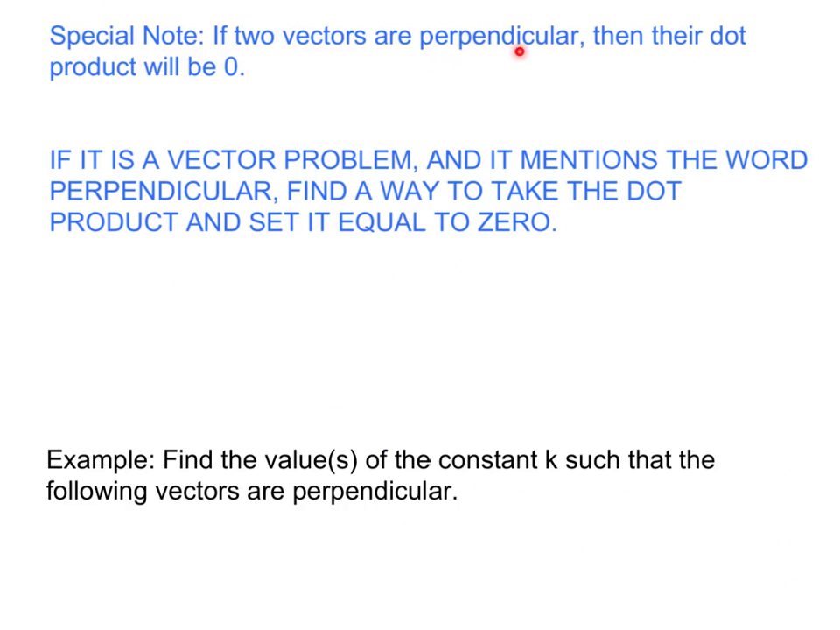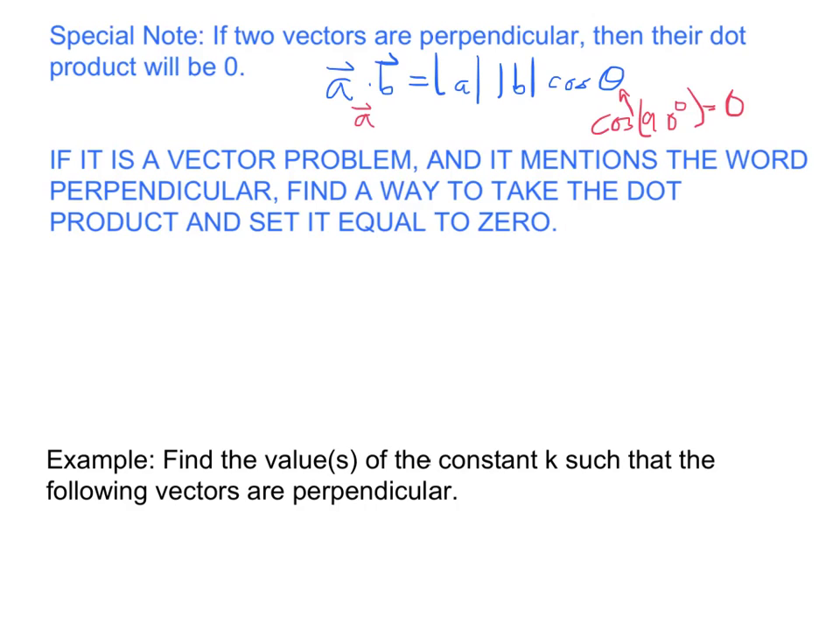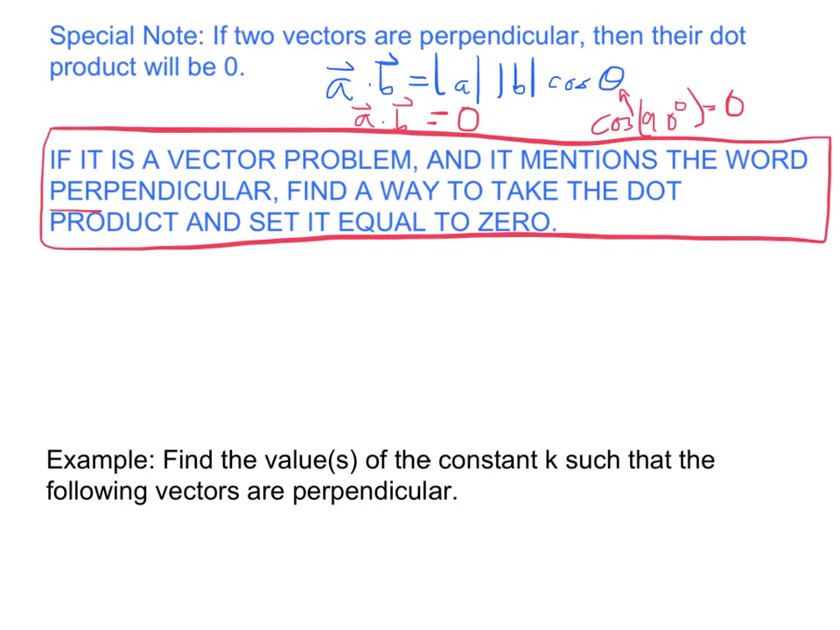If two vectors are perpendicular, then the dot product of those two vectors will be 0. And that actually makes sense. If you think about the formula says A dot B is equal to magnitude A times magnitude B times the cosine of theta. What happens if theta is a 90-degree angle? What happens if they are perpendicular? Well, we know the cosine of 90 degrees is 0, which means you would have the dot product being 0. And so the conclusion here, if you see a vector problem and the word perpendicular shows up at all, you will take the dot product and set it equal to 0.